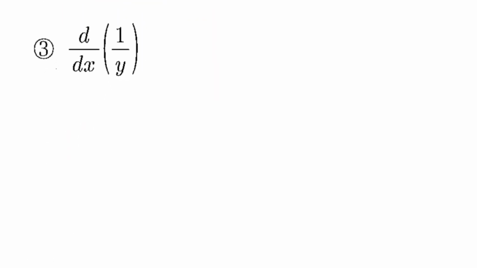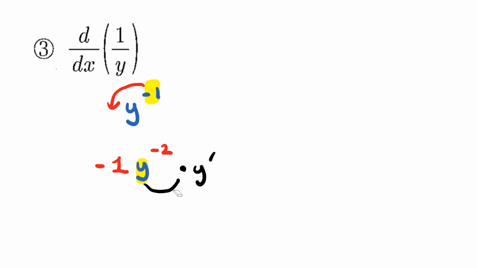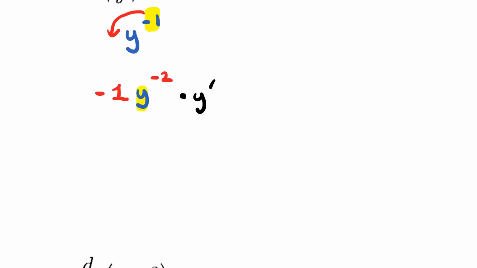For question number 3, let's rewrite this as y to the power of -1. And if I apply the power rule, this negative 1 gets soccer kicked to the front. So this will be negative 1 times y to the power of negative 2. And then the chain rule states that you take the derivative of the inside, so the derivative of y is just y prime. Okay, so this is a correct answer here.